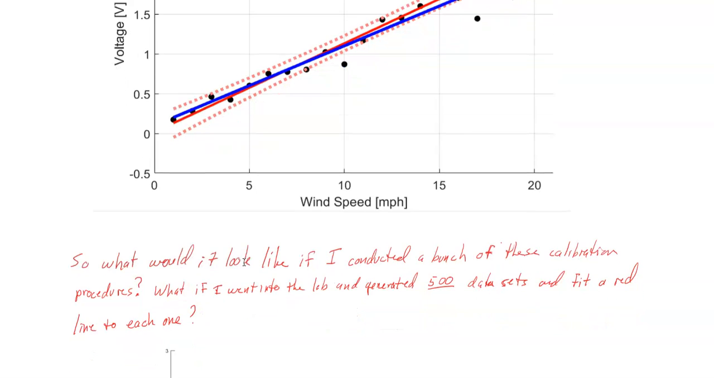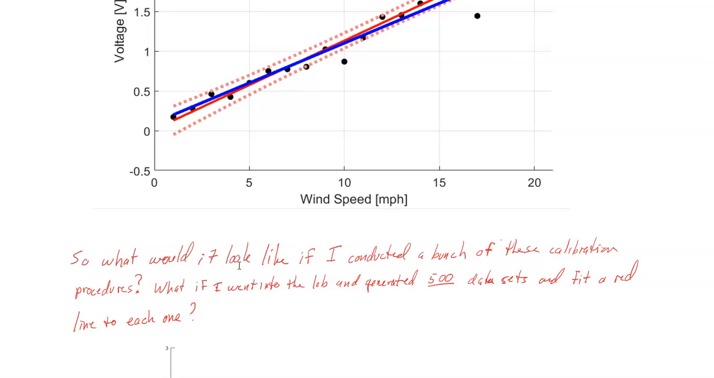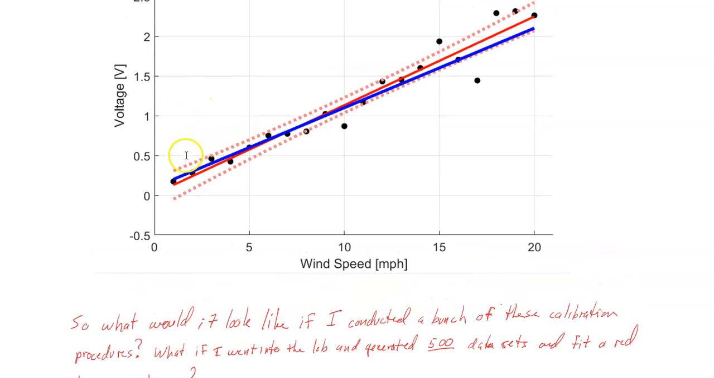And what if I went in for, say, 500 days straight and I took 500 sets of calibration data? And then I fitted one of these red lines to each set of that calibration data. Where would my 500 lines actually lie? Well, I would expect that 95% of them would lie within something that looks like this, an uncertainty band of this width. Now, maybe it wouldn't be an uncertainty band that's centered on this red line. It should be an uncertainty band that's sort of centered on this blue line.